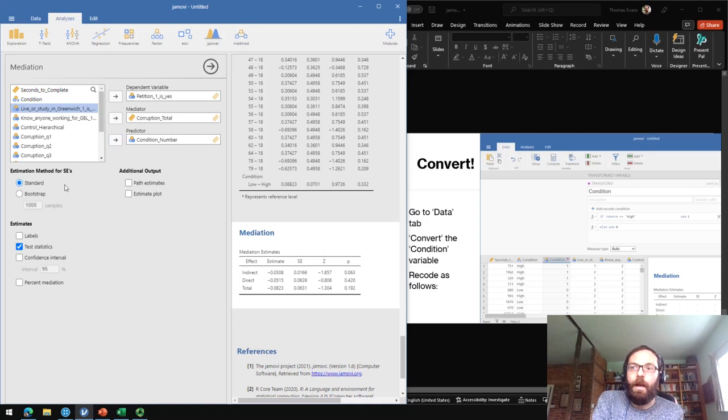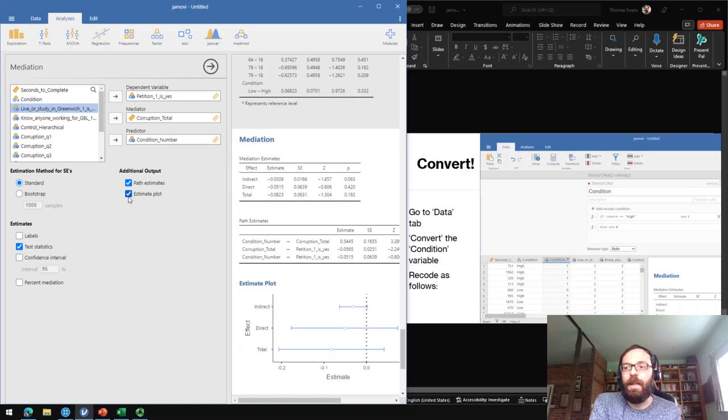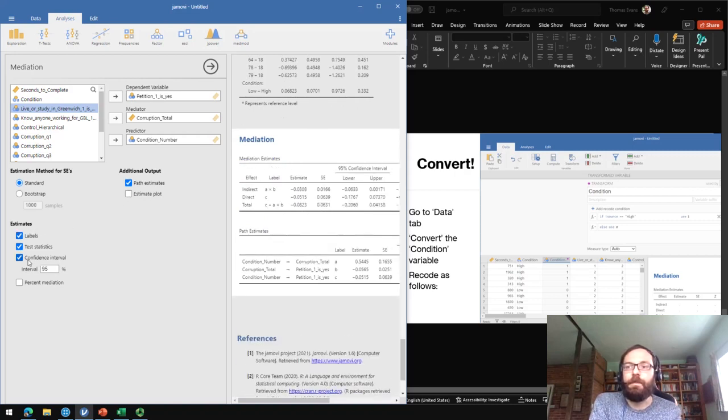Now, for those who do bootstrapping, there's the option to do so. It does sometimes take a minute or 2, so I'm not going to do that right now. But what I am going to encourage you to do is to look at the additional outputs of the path estimates. You can ask for an estimate plot if you like, but in particular the labels and the confidence intervals.